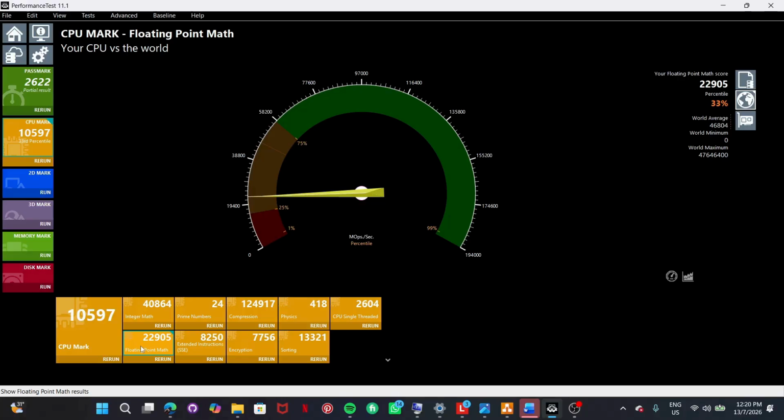SIMD stands for single instruction multiple data. Instead of processing one value at a time, SIMD allows the processor to execute the same instruction on multiple pieces of data simultaneously. Overall, the benchmark results indicate that the AMD Ryzen 5 7430U is a well-balanced processor capable of efficiently handling both general-purpose computing tasks and computationally intensive floating point workloads.